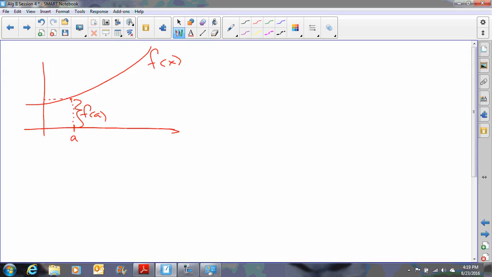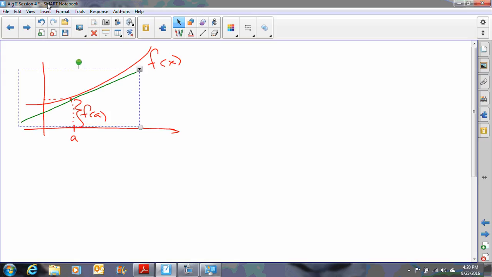And what we would like to know is the slope of the line that's tangent to that curve at that particular point. Let me just see if I can get this. Pretty close. Okay.